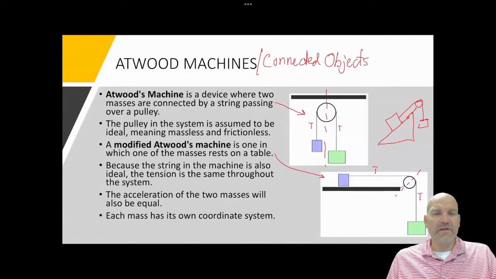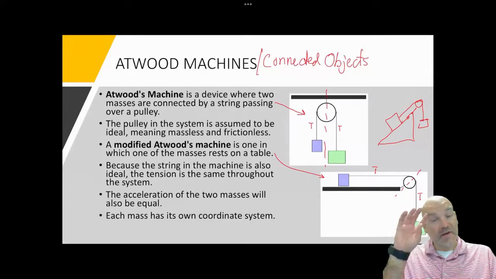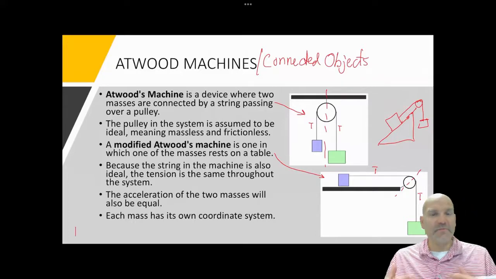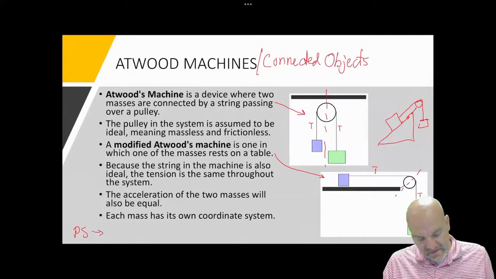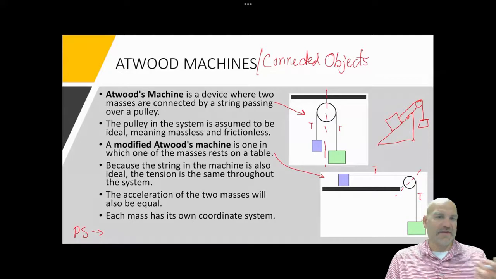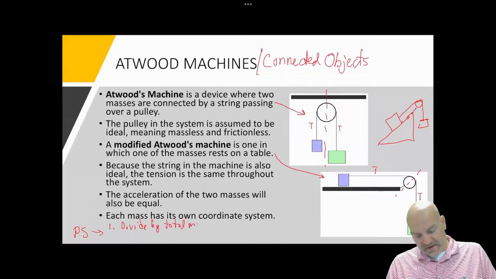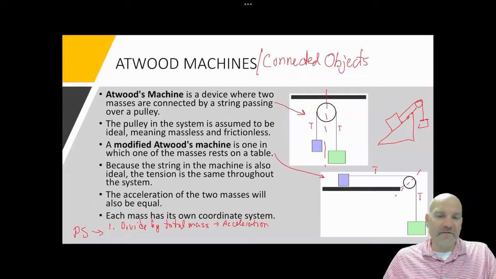The way to make problem solving easy here is to make sure each mass has its own coordinate system, but that coordinate system follows what the pulley does. So here are some problem solving tips when it comes to connected objects and Atwood machines. One, you're always going to divide by total mass. At some point, especially to find the acceleration, you're going to end up dividing by total mass, regardless of which method you use.